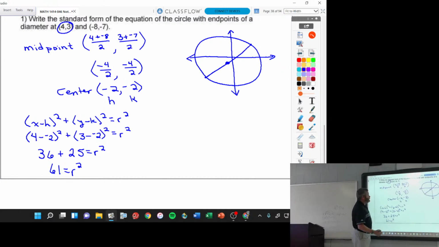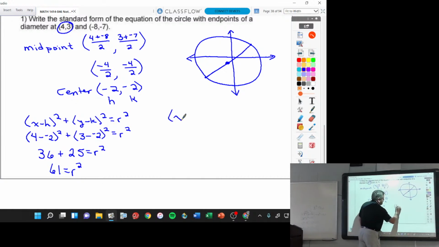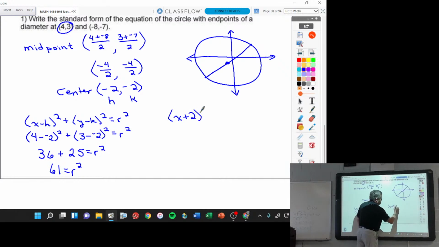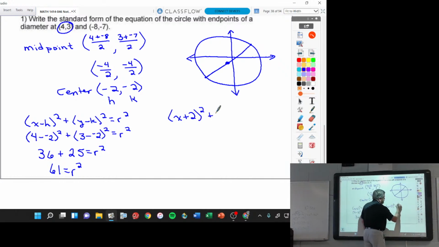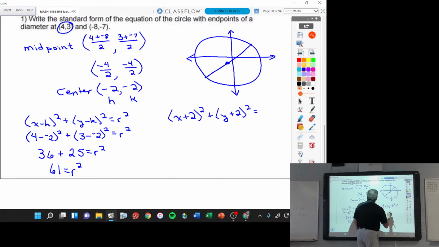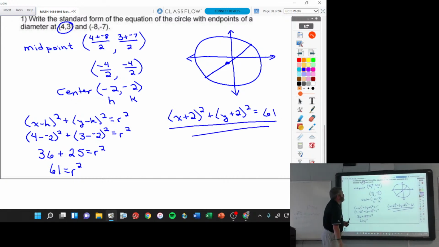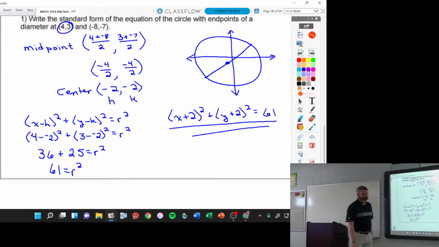The center of my circle, I've calculated to be at -2, -2. And because they're both negative, I'm going to end up adding h and k. I'm subtracting a negative, which is going to appear to be adding. So x plus 2 squared plus y plus 2 squared equals r squared, which was 61. And that, folks, is the standard form of this given circle.